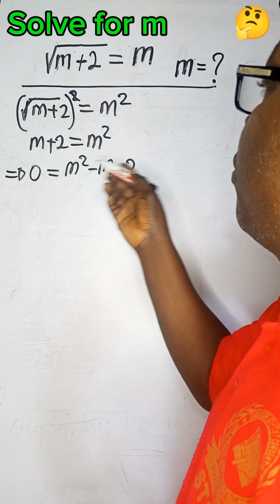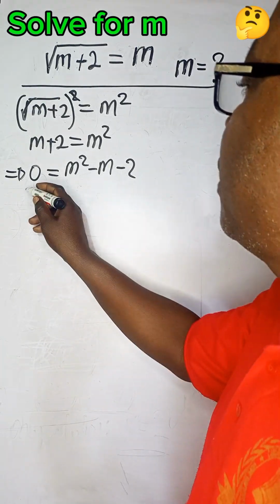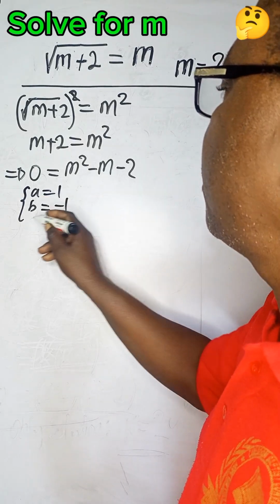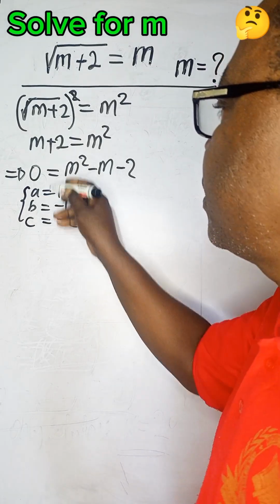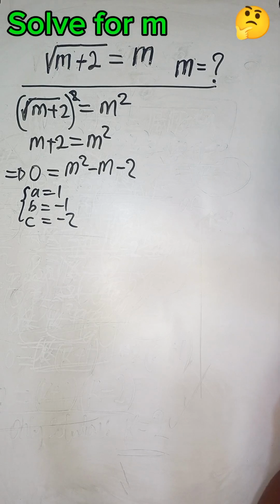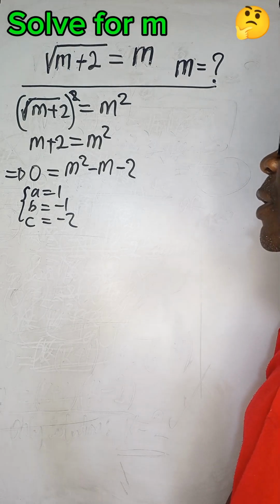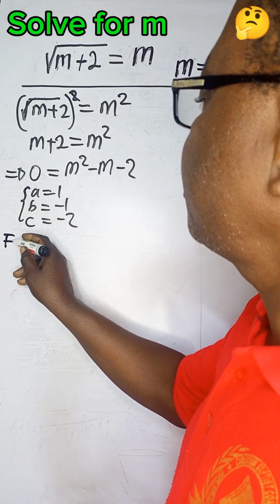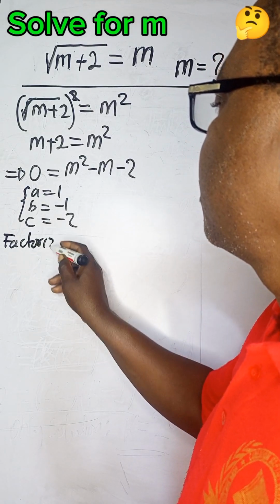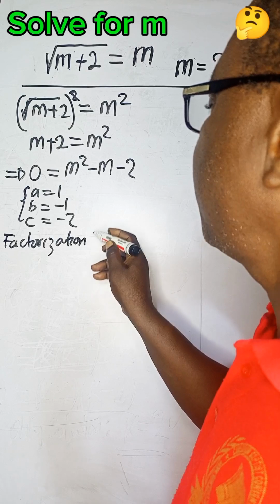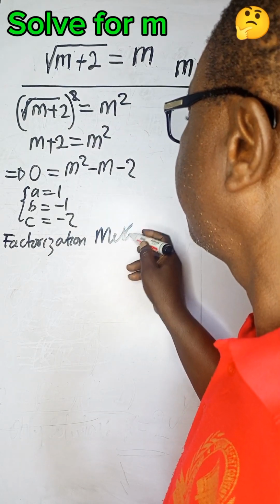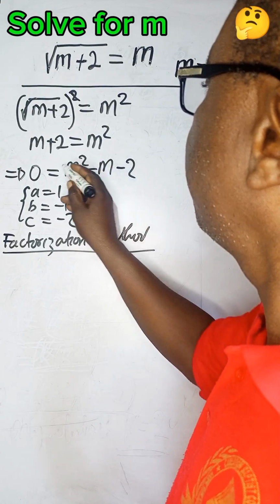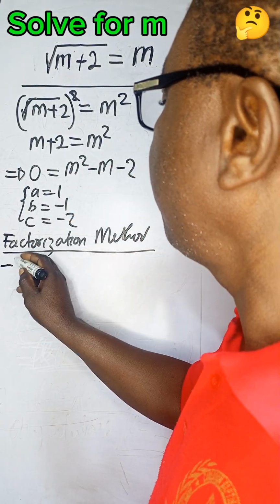All right, you may want to use the quadratic formula, in which case your a is 1, your b is negative 1, and your c is negative 2. You collect this information carefully, and then you use your quadratic formula. Or you may want to use the factorization method, which is what I want. All right, so with the factorization method, I need to get the factors of c, since a is 1. So I need to get the factors of c.